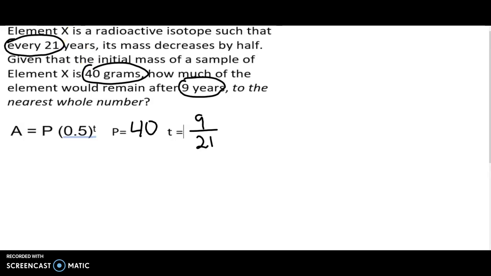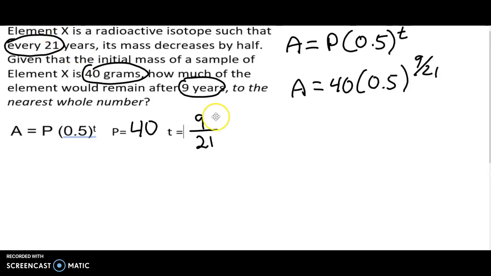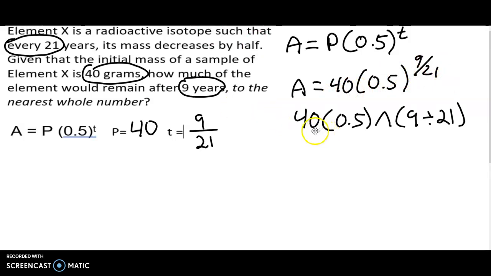So let's take a look here. We're going to plug into the formula. A is equal to P times 0.5 raised to the T. We've got A is equal to 40 times 0.5 raised to the 9 over 21. That's the T. Plug in the 40 and the 9 over 21. And then we're just typing in the calculator. 40 times 0.5 raised to the 9 divided by 21. Make sure this second part is in parentheses here.